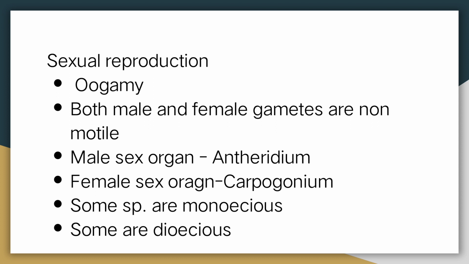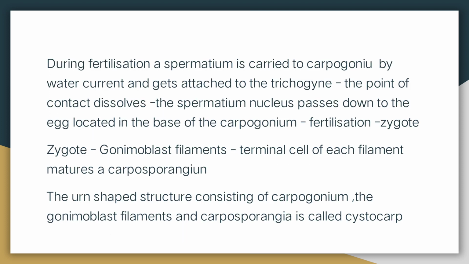Sexual reproduction is by oogamy. Both male and female gametes are non-motile. The male sex organ is called antheridium and the female sex organ is carpogonium. Some species are monoecious and some are dioecious. During fertilization, a spermatium is carried to the carpogonium by water current and gets attached to the trichogyne. The point of contact dissolves, and the nucleus passes down to the egg located in the base of the carpogonium.